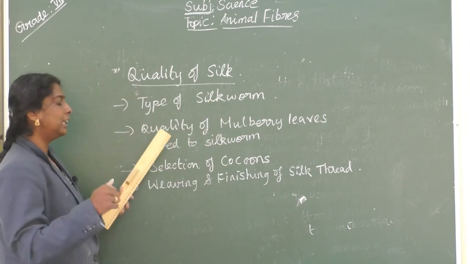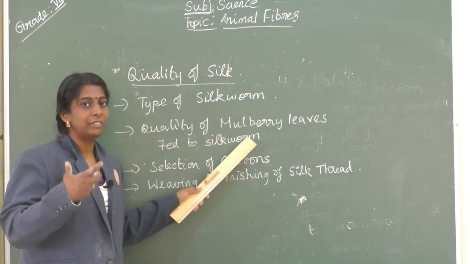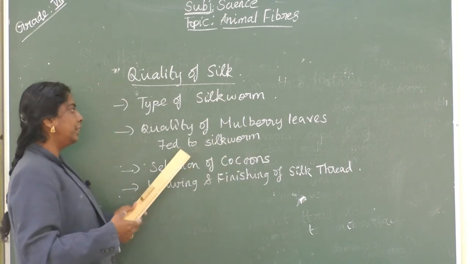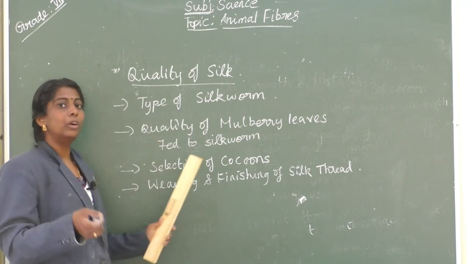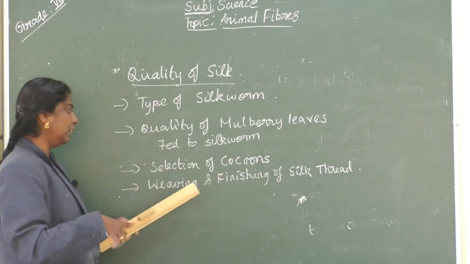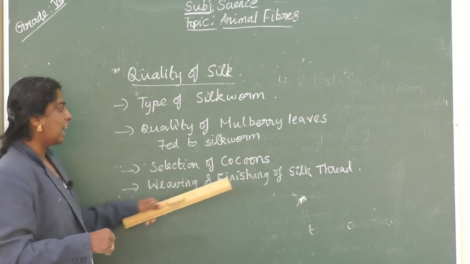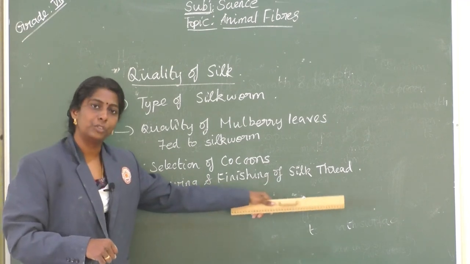types of silkworm. Second thing, it depends on the quality of the mulberry leaves, what it feeds, okay, fed to the silkworm. And then third one, based on the selection of cocoons. Then fourth one, weaving and finishing of silk thread.